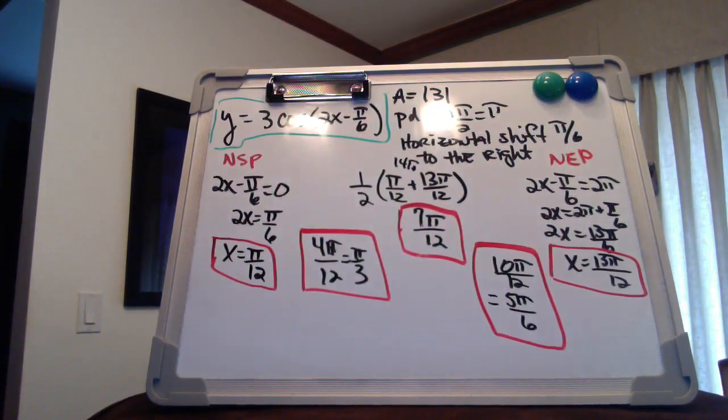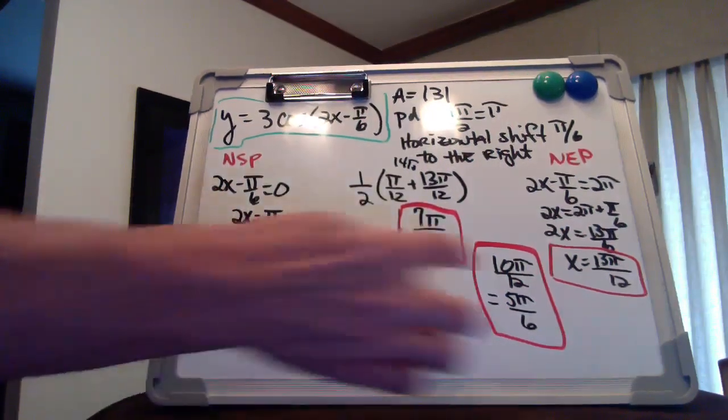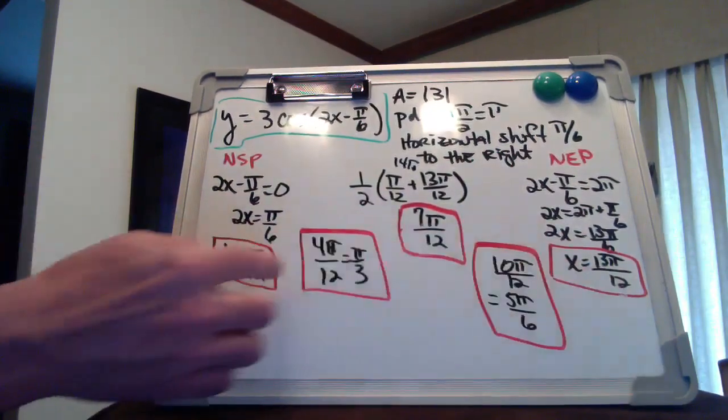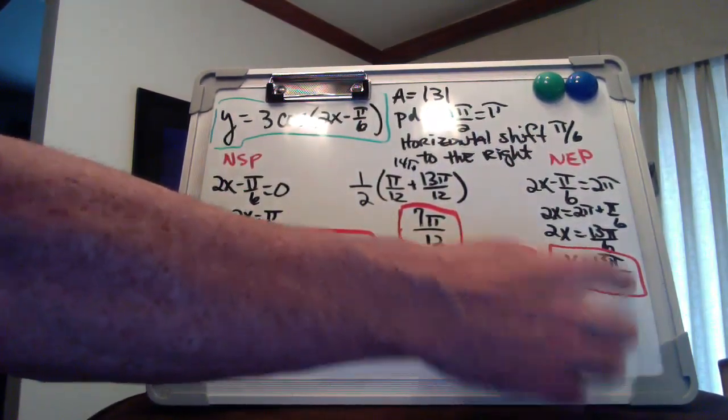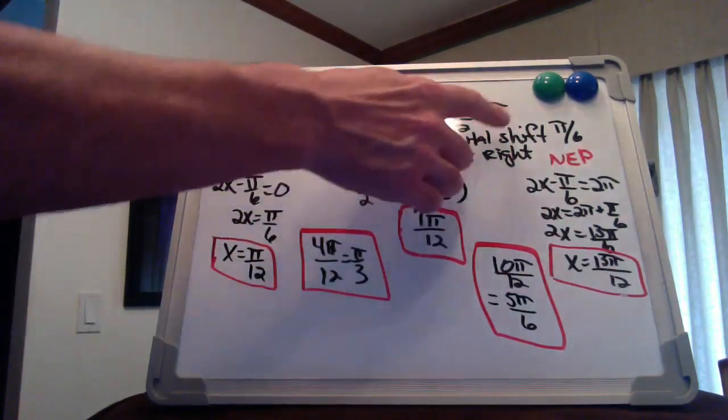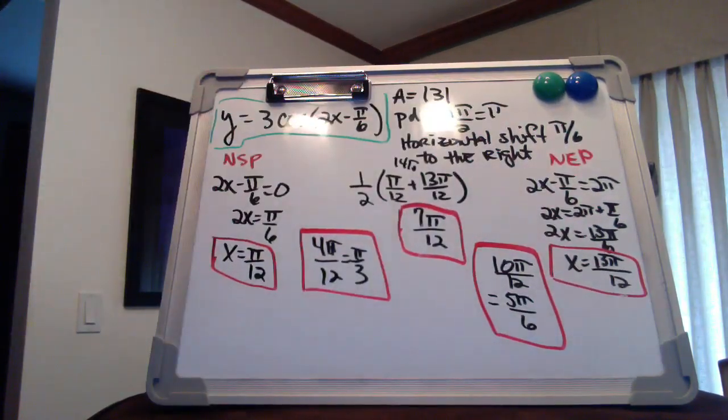One thing that I forgot to mention that I always want you to check, if you look at the start and end point, the distance between these two, if you subtract them, you're going to get 12 pi over 12, which is pi, because the length of your period should be pi.